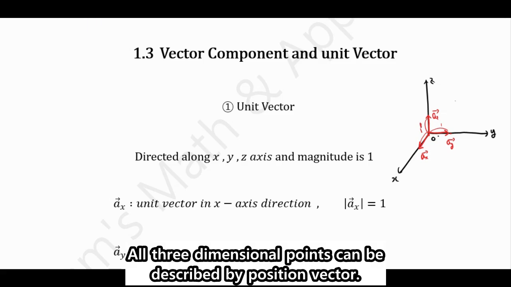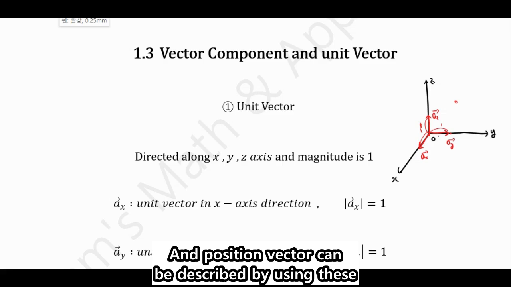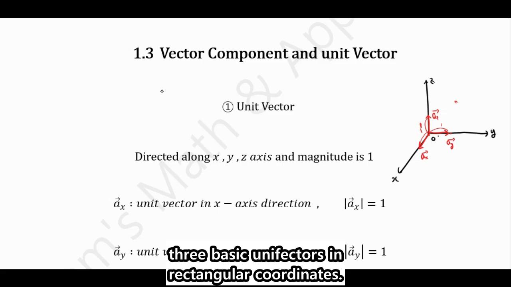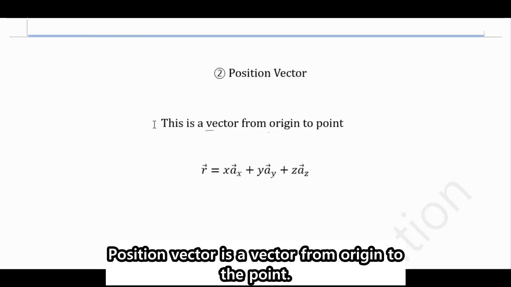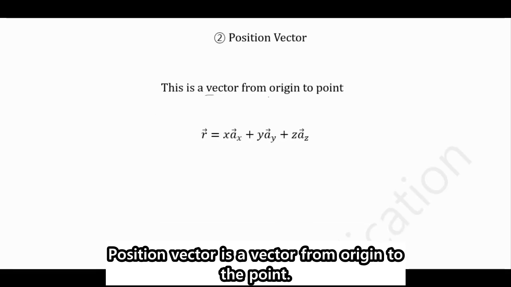All three-dimensional points can be described by a position vector, and a position vector can be described by using these three basic unit vectors in rectangular coordinates. So what is a position vector? A position vector is a vector from the origin to the point.